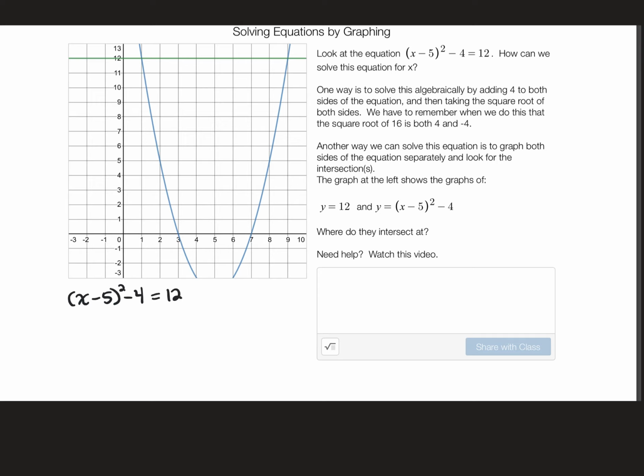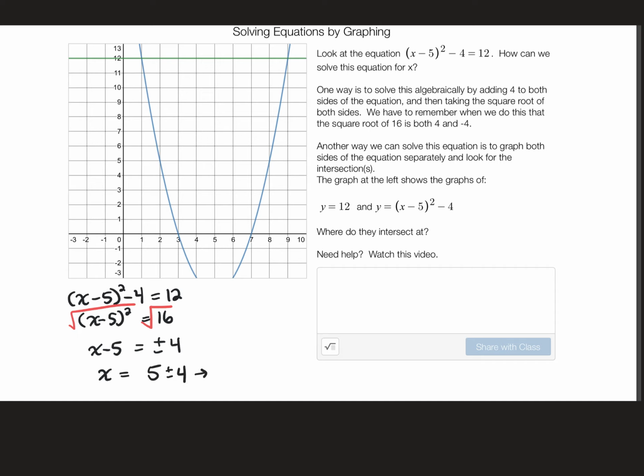We would add 4 to both sides, which would give us (x − 5)² = 16. And then we take the square root of both sides. Now, when we take the square root of both sides while we're solving an equation, we have to remember to include both plus or minus 4 here. So then when we add 5 to both sides, we get 5 plus or minus 4.